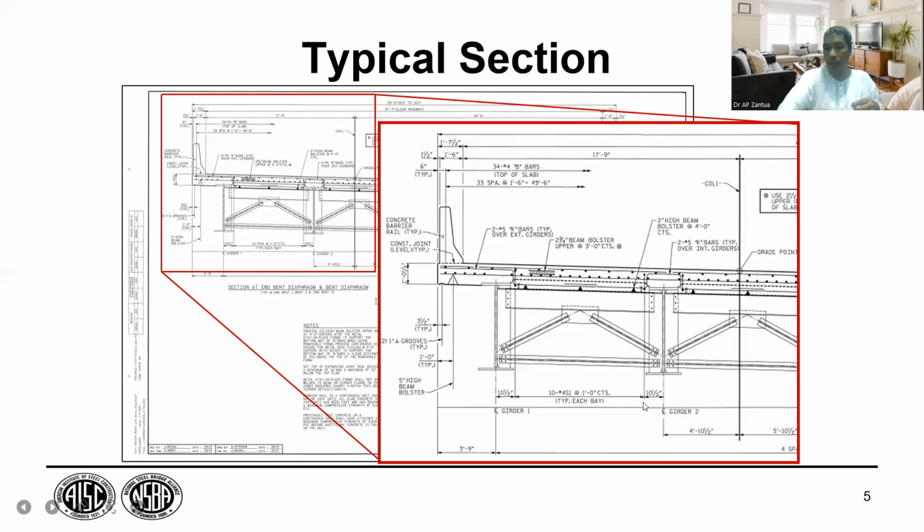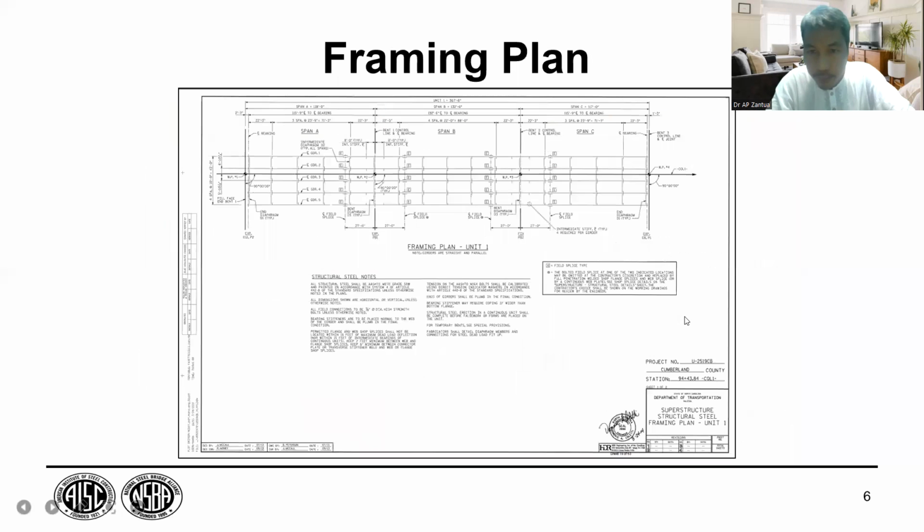Then on top of the girders, we have the deck and slab. Framing plan, we need that. So section, plan, elevation, plan view, and framing plan. We have this framing plan, the framing plan for unit 1. There are several notes, so take note of the importance of notes.